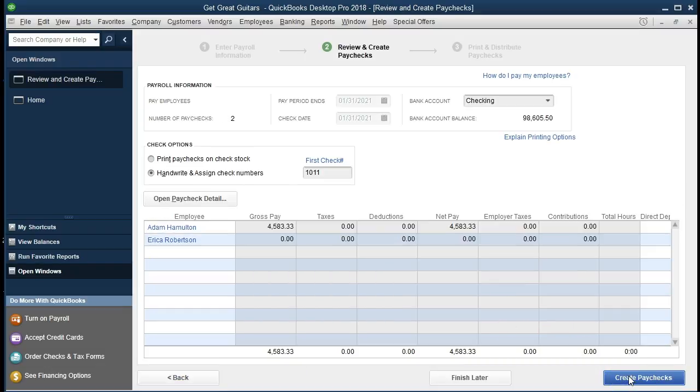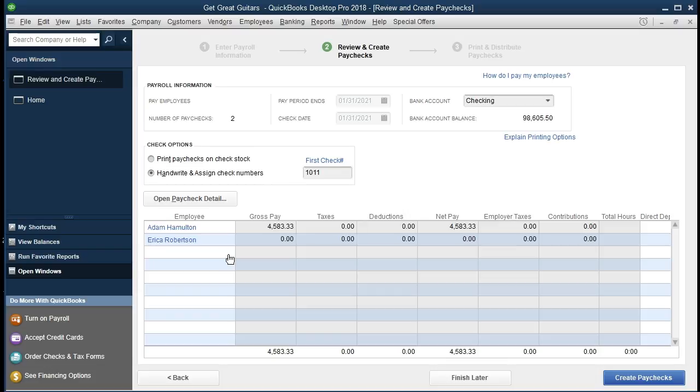Here are our 2 employees, and they're giving us a quick overview with the gross pay, the taxes, and the net pay. We can see that this is not correct because 1, we don't have any information for Erica, and 2, there's no withholdings. And that's the case for a couple different reasons. 1, Erica is an hourly employee, so we have to put their hours in there.